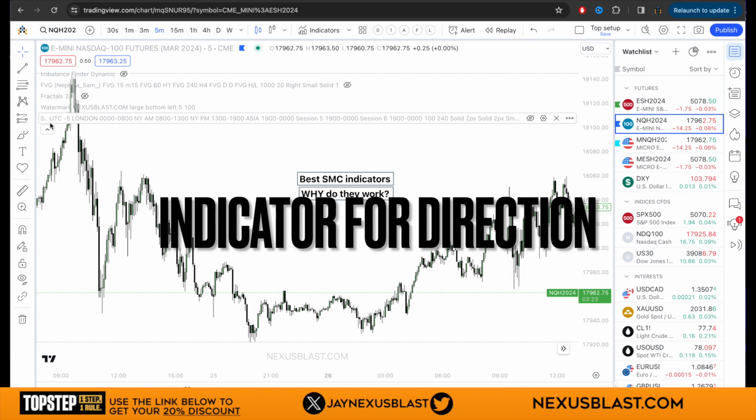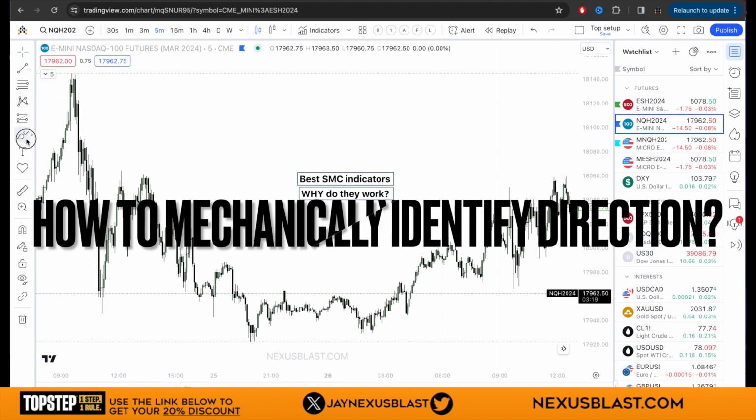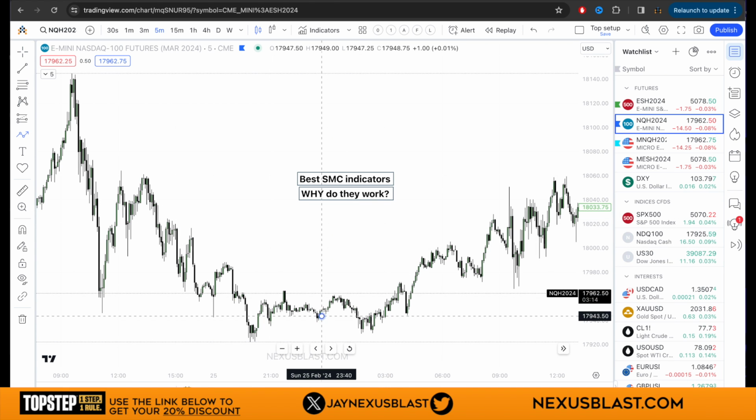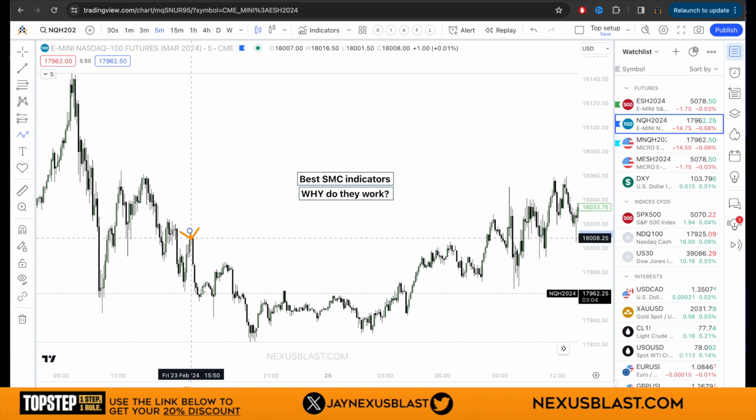Indicator for direction. Jump on that train, but not too early. How do you identify direction? Think about how price moves. It swings highs and swing lows. To confirm a move up, it's a swing high plus a higher high. For a move down, it's a swing low plus a lower low. There's nothing else to it.